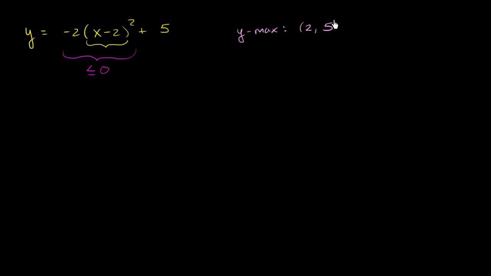So the point (2, 5) is the maximum point for this parabola, and it is actually going to be the vertex. So if we were to graph this, so that's my y-axis, this is my x-axis. This is 1, 2, 1, 2, 3, 4, 5. So this right over here is the point (2, 5). It's a maximum point for this parabola.